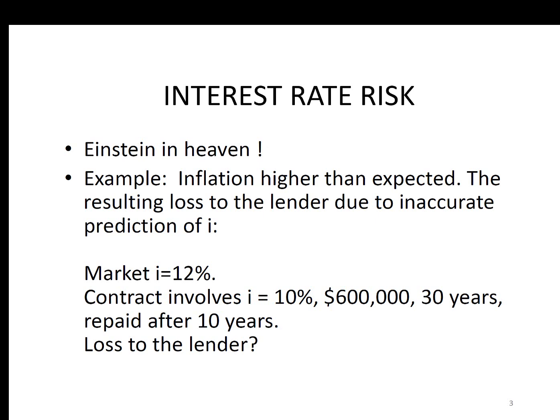Suppose the lender signs a contract with the borrower at an interest rate of 10% for a loan of $600,000 for 30 years. The loan is repaid after 10 years. As soon as the contract is signed, the market interest rate increases to 12%. So what is the loss to the lender? The lender has to make commitment to this 10% interest income, while the market interest rate is 12%.